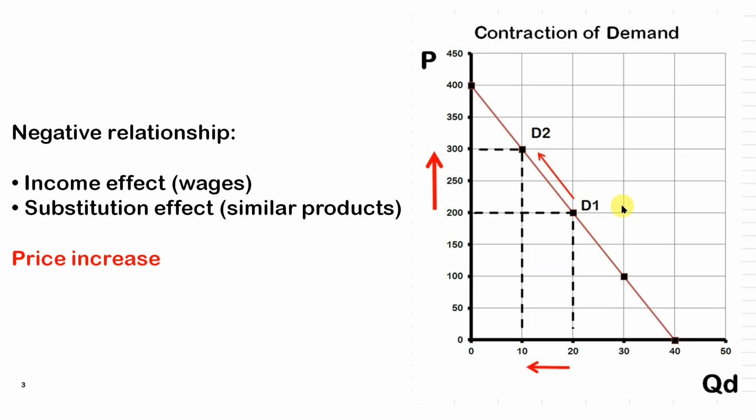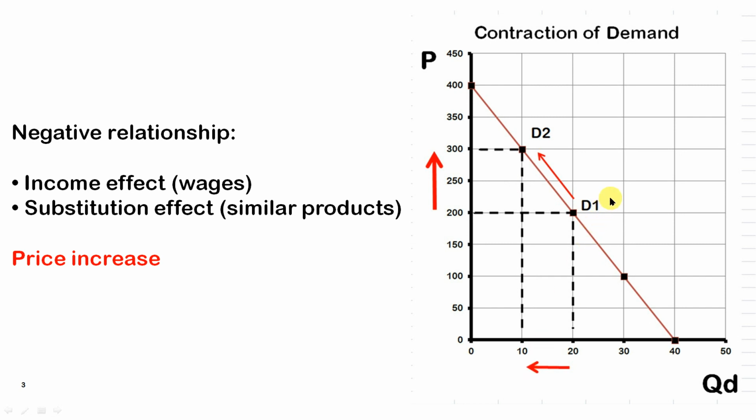Okay, so next let's have a look at another demand curve. Let's focus for the moment on these two points, point D1 and D2. At D1, the price is 200, quantity demanded 20. Now moving along the demand curve to point D2, at D2 we see that the price is 300 and the quantity demanded is 10.